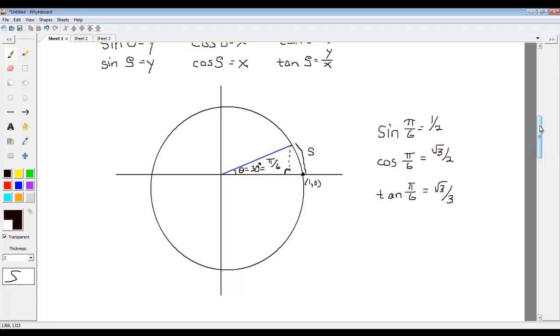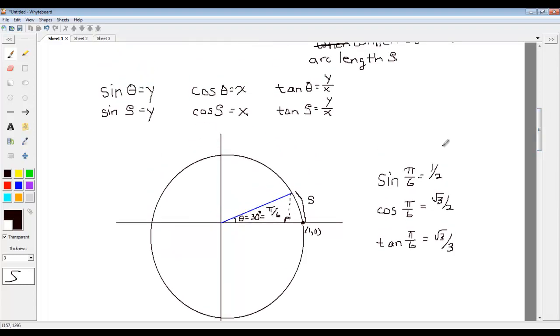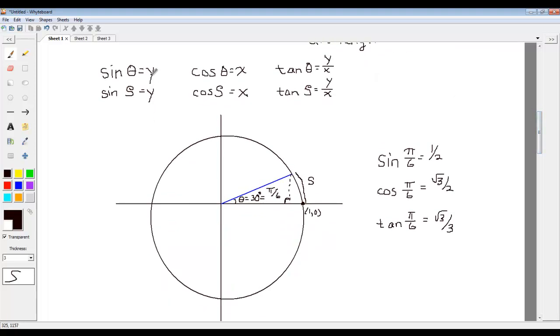But now with circular functions, if that's true for theta, it's also true about the arc length. We now know that sine of theta is the same as y, or the sine of the arc is the same as y. So this point right here, the y value is going to be 1/2. Cosine theta is x, cosine of s is x. If cosine of pi over 6 is square root of 3 over 2, then the x coordinate here is square root of 3 over 2. And we can go around and do this for all of those common angles all the way around the circle.